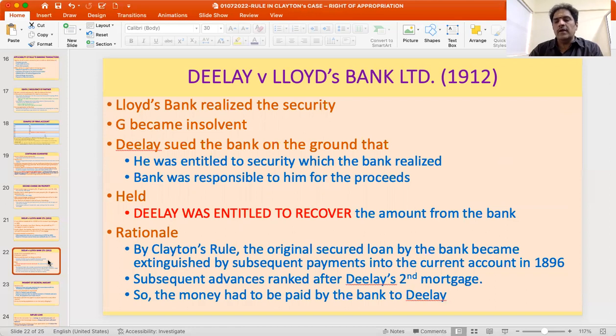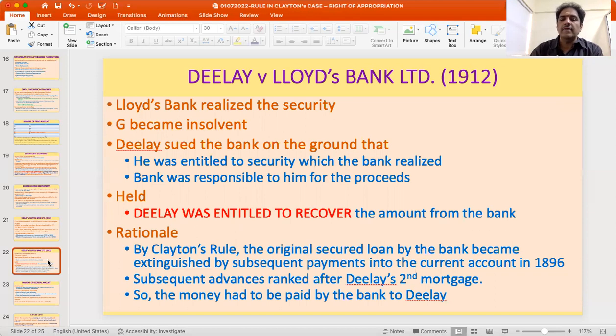And what was the rationale? The rationale was that the rule in Clayton's case was applicable in this particular case, where the amounts in the original secured loan by the bank were not split into separate accounts. So whatever amounts were paid in were used for discharging the first mortgage. And whatever amounts were drawn subsequent to that fell under the second charge made in favor of DEELAY. So the subsequent advances were ranking below DEELAY's priority.